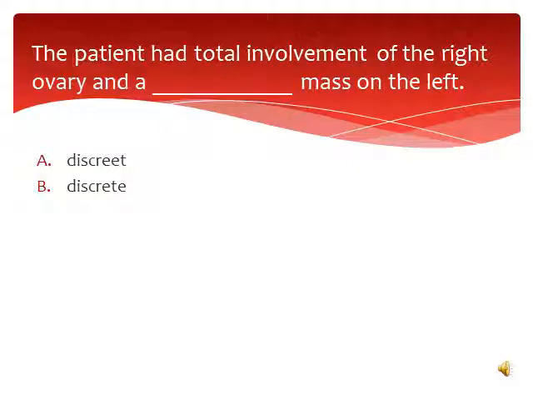Try this one. The patient had total involvement of the right ovary and a discrete mass on the left. Which discrete is correct, A or B? Click to the next slide. The answer is B, discrete, D-I-S-C-R-E-T-E. In this situation, discrete means separate. And I always remember this by the T separates the E's, separate. That's one way to think about it. The other discreet means wise or showing good judgment.